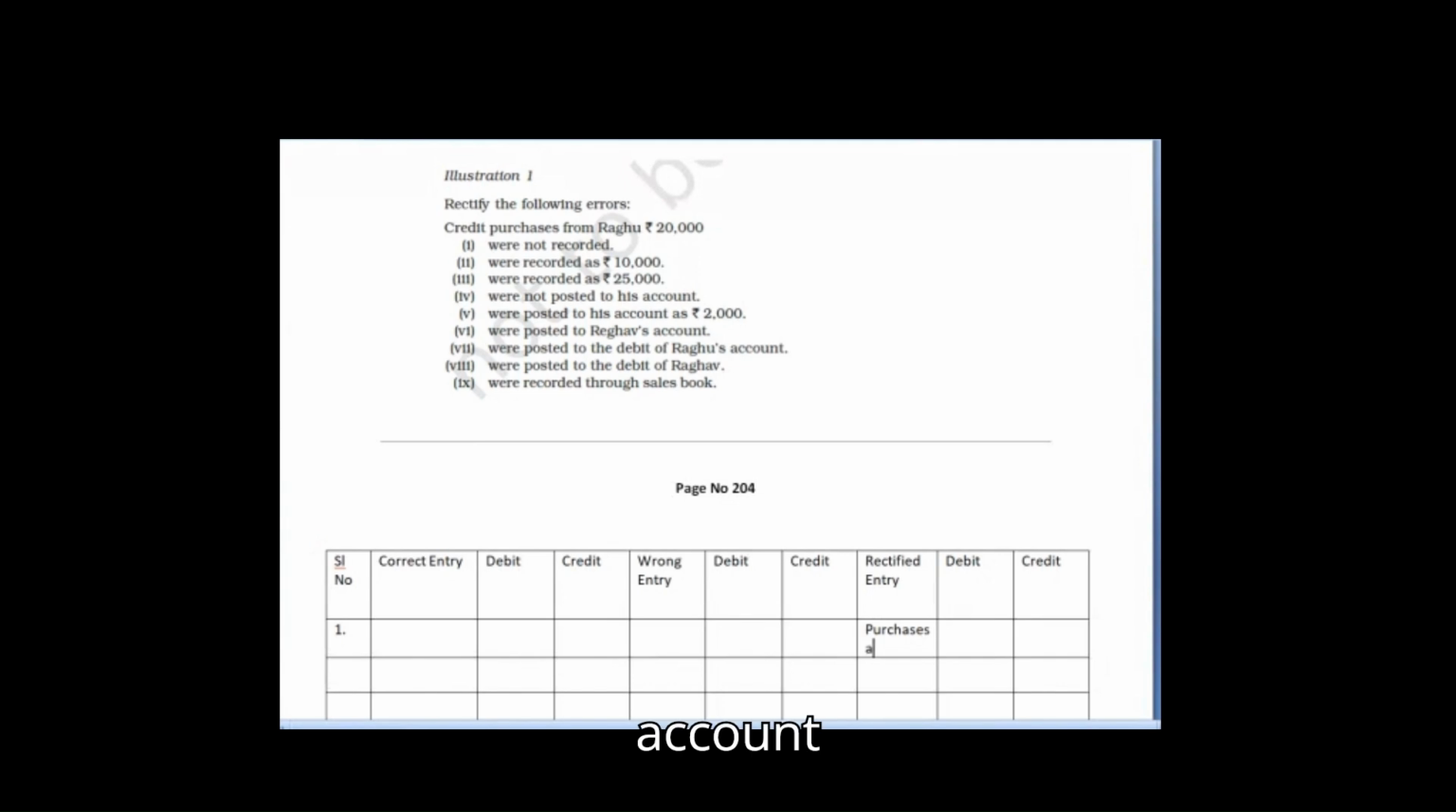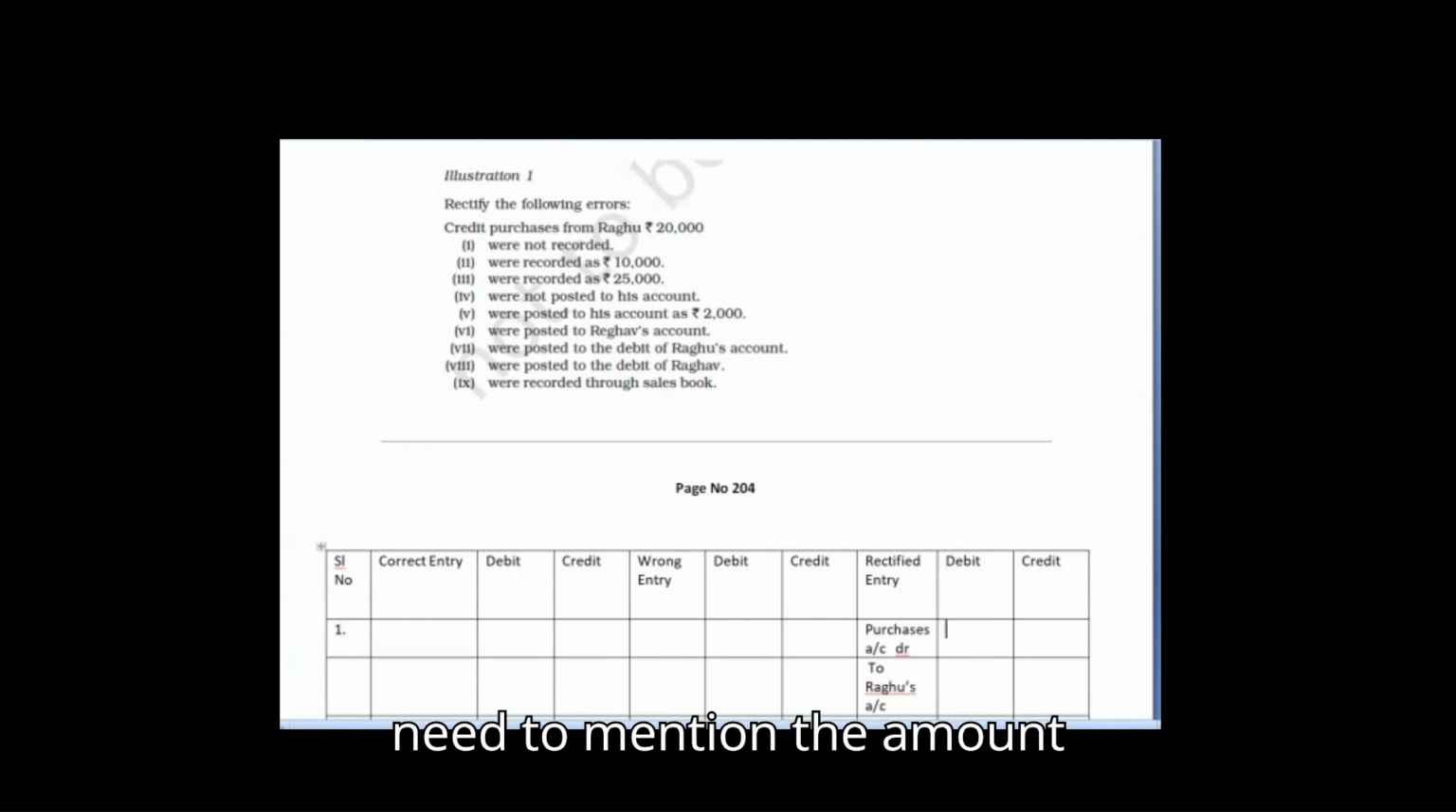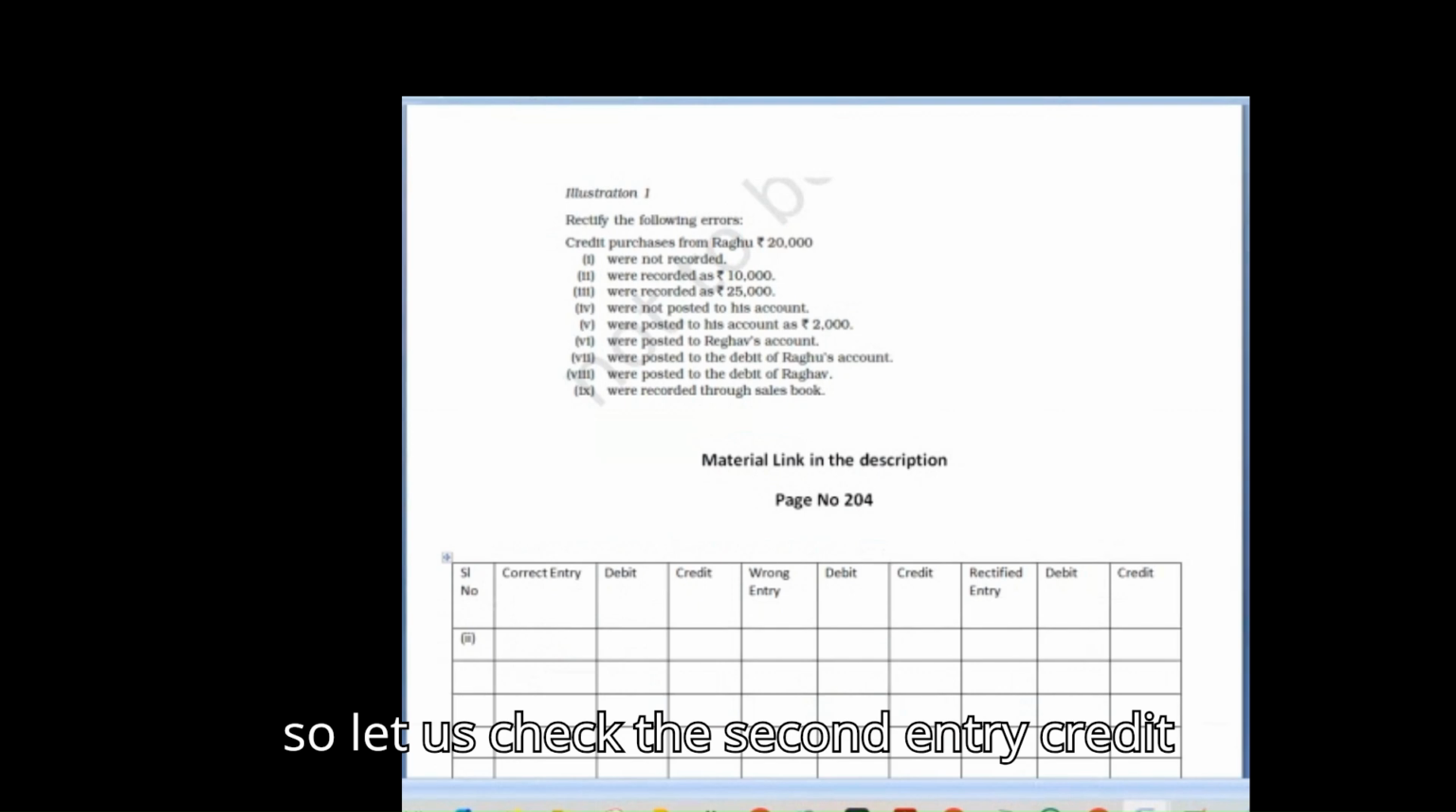Purchases account debit, then to Raghu's account. We need to mention the amount 20,000, then again on the credit side 20,000. So let us check the second entry.